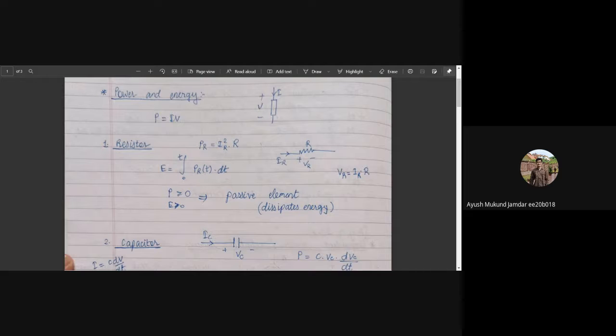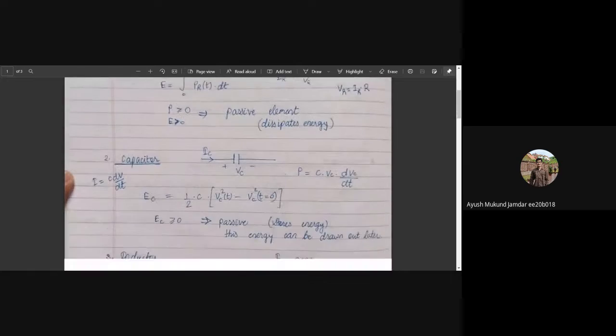Talking of power and energy at this point, power, as we all know, is I times V, and from Ohm's law, we have the power across the resistor, that is I squared times R. On integrating power with respect to time, we should get the energy. Now, since the resistor is a passive element, power will always be positive. That is, it will always absorb power and dissipate energy. This is because IR and VR will be positive for the resistor, and that's it about the power consumption in the resistor.